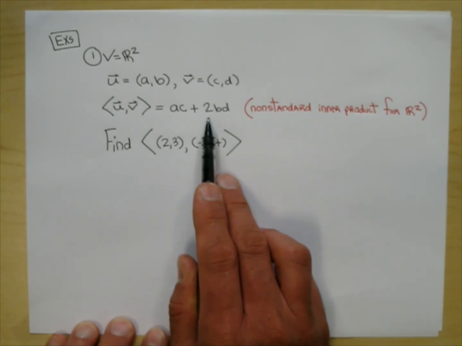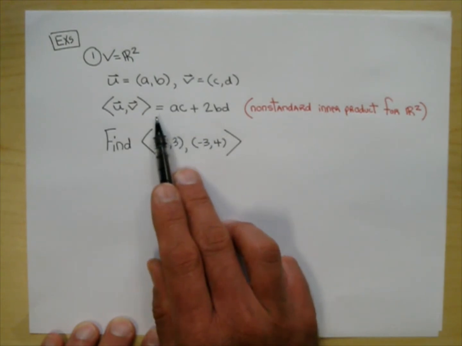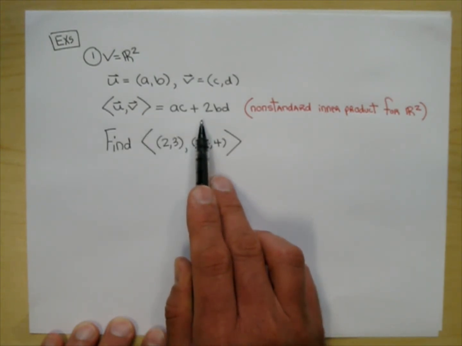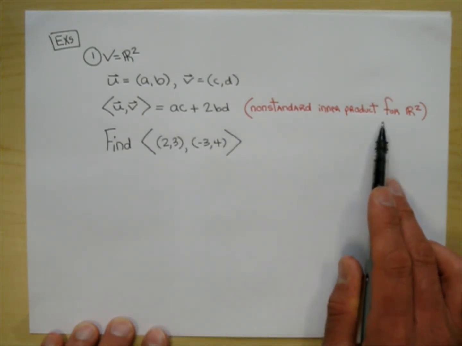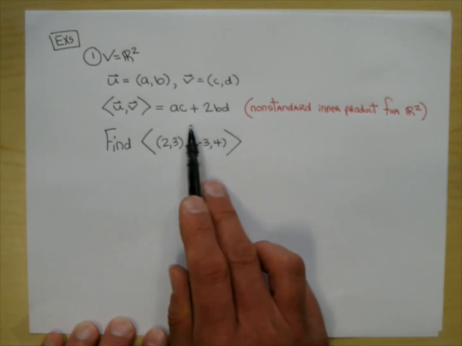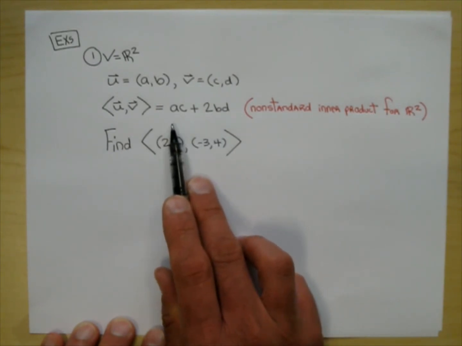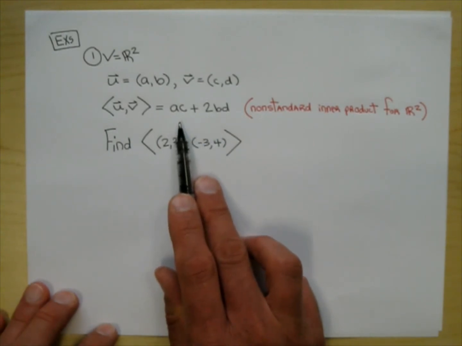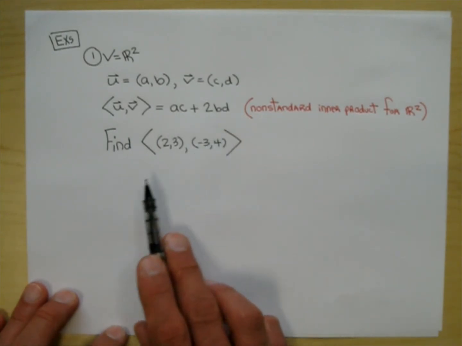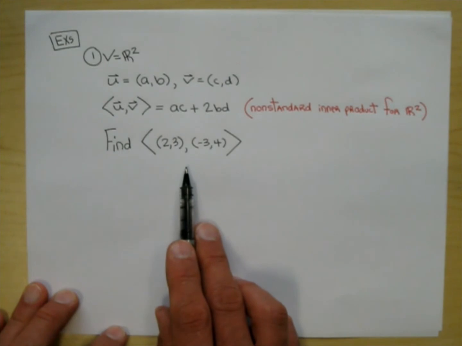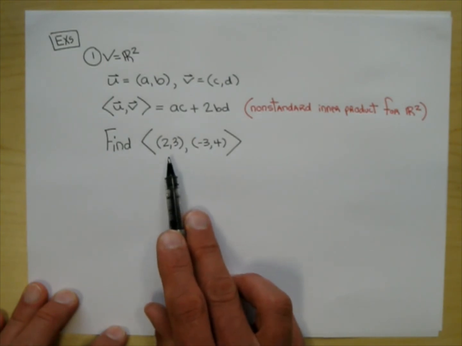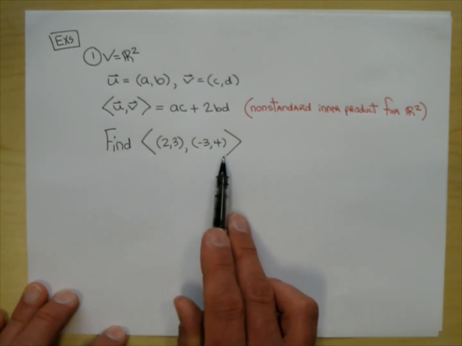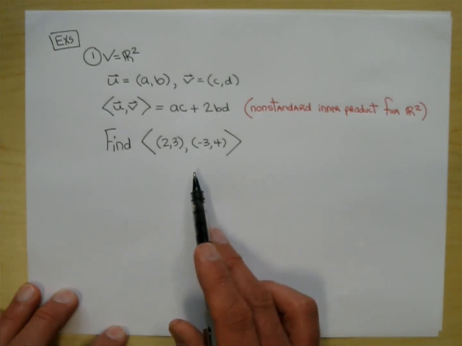Now we can go verify the 4 axioms to make sure the 4 axioms are satisfied. They are. And so this is a non-standard inner product for R2. You really don't want to use this one in your physics class, or your physics teacher will say, well, what are you doing? But it is a legitimate inner product. And what we're asked to do in this problem is to find the inner product of these two vectors, 2, 3, and negative 3, 4. So now would be a good time to pause the video to see if you can do this on your own. It's not that challenging.